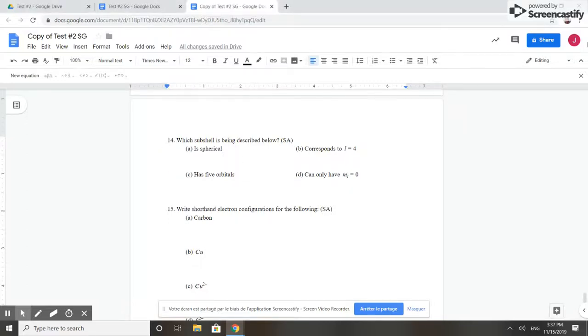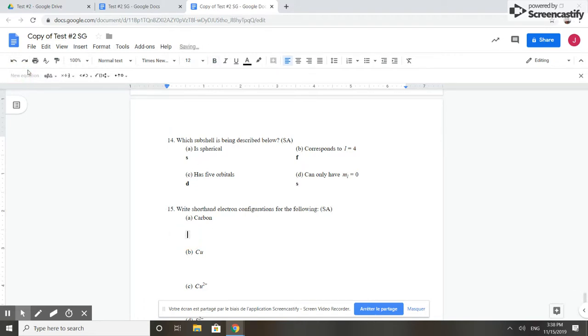This one should be probably the easiest page, I think. So which one's spherical? That's S. Corresponds to L is equal to 4, that is F. Has 5 orbitals, that is D. And can only have ML is equal to 0, that is S.